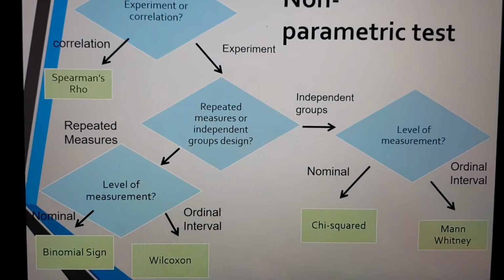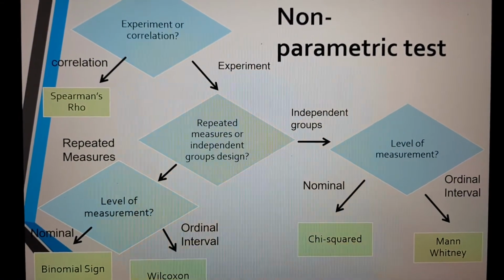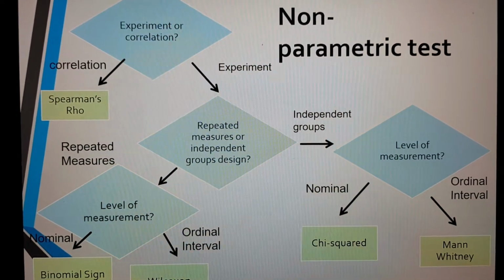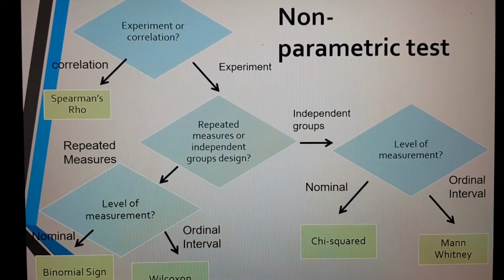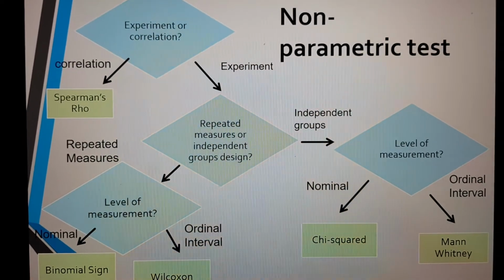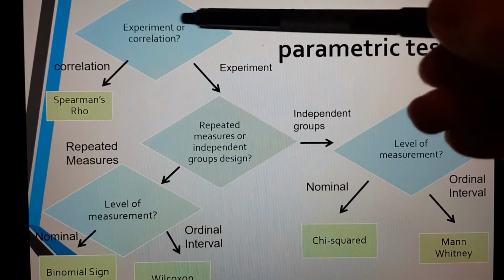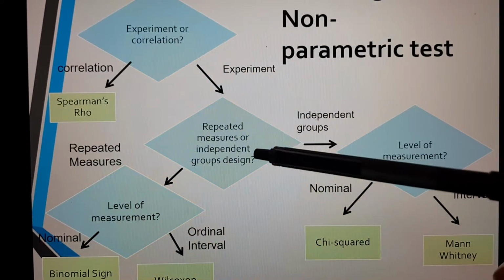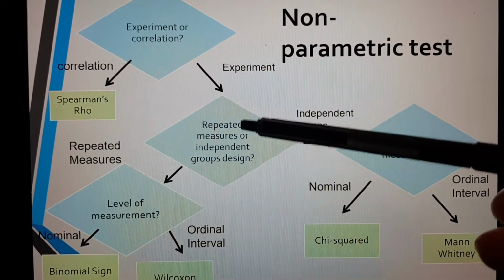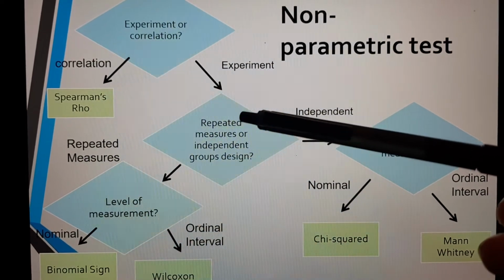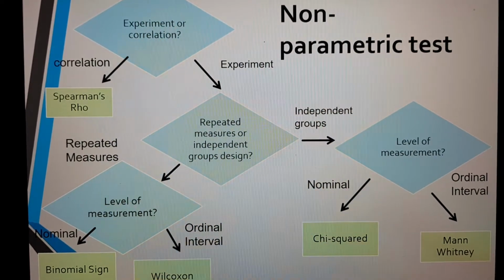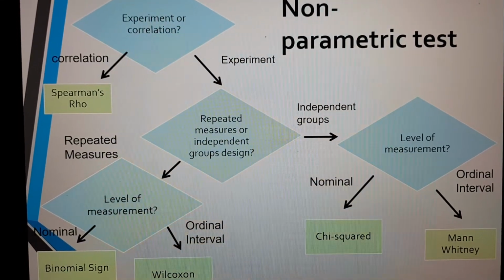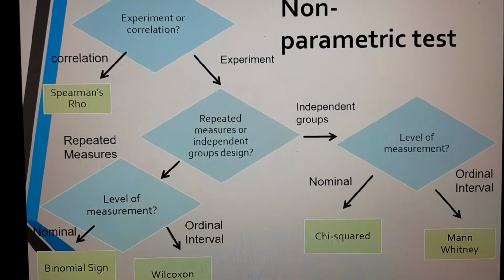So there's our decision tree. As you can see, binomial sign is over here. If you follow the decisions, you can see that we're testing for difference. So we've got maybe an experimental design. We've got related data. It's really important to use binomial sign that the data is related in some way. So maybe pairs of scores from the same person would be a good indication of binomial sign.